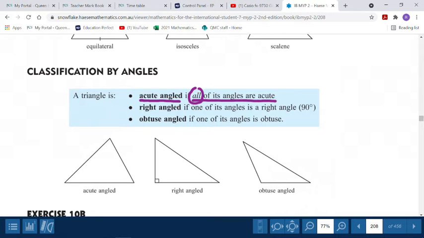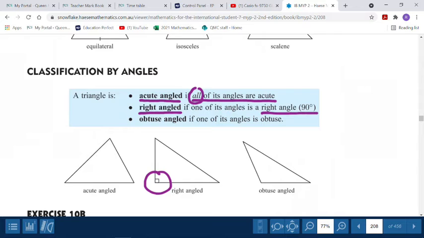Second one, this one is a no-brainer. It's a right angle triangle if what? You have a right angle in it. And you don't have to say one angle because you can't have more than one 90-degree angle, because you can't have a triangle if that's the case. It's too big, right? The most you can have is just one.